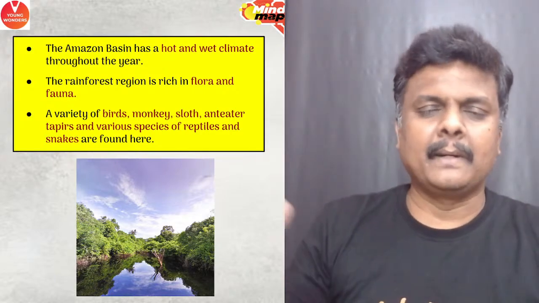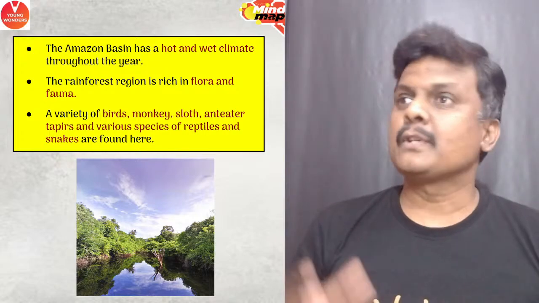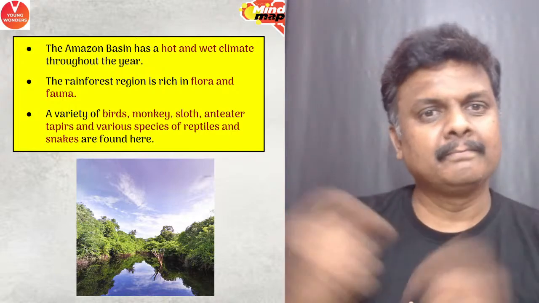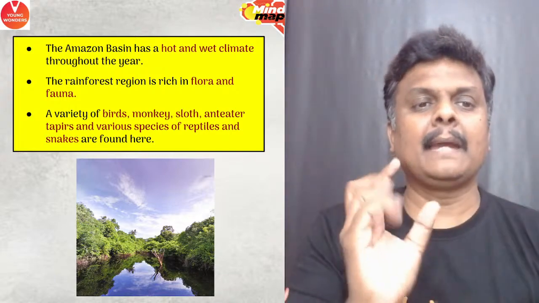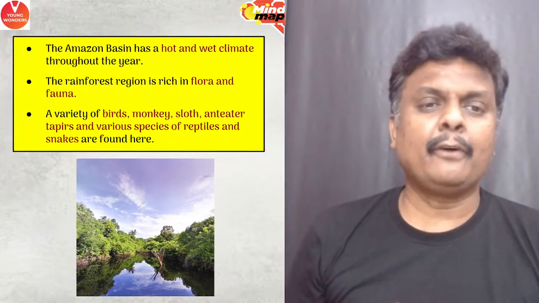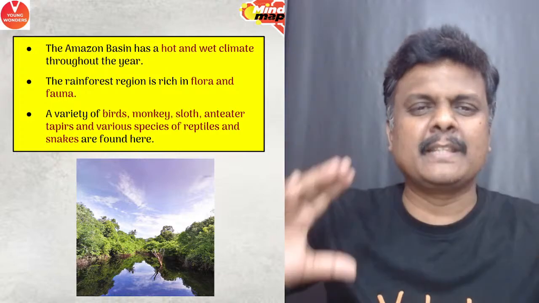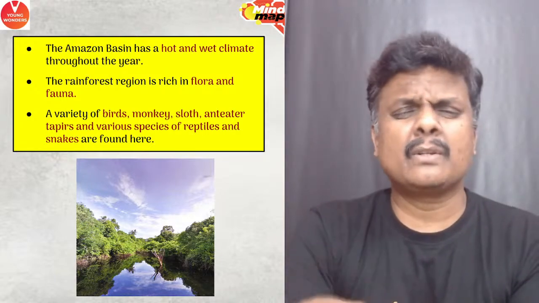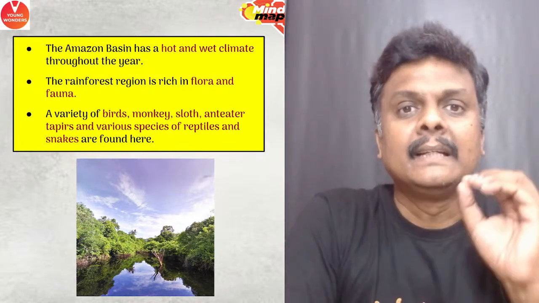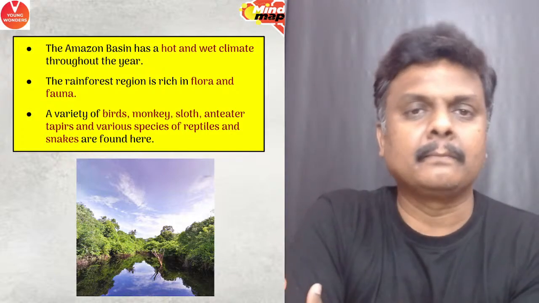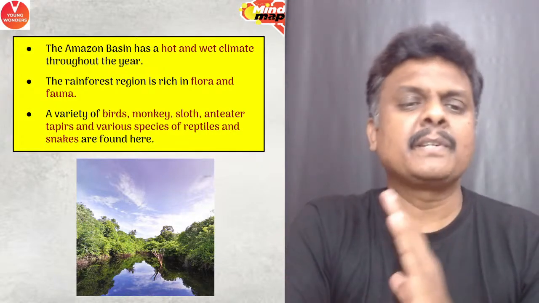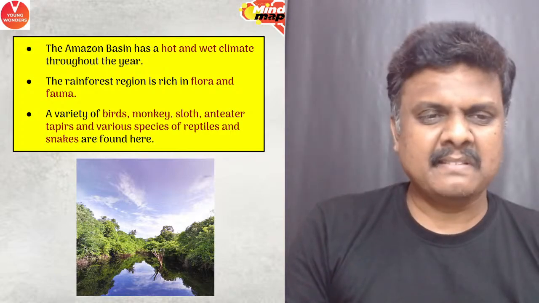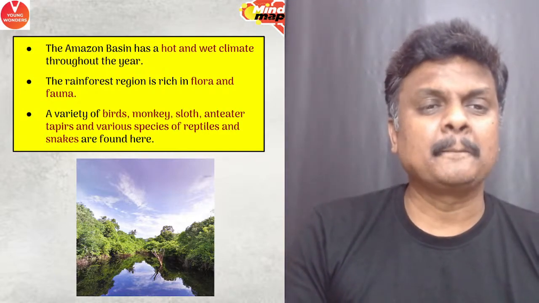Amazon has a hot and a wet climate. All of us know forest needs a lot of rain, and of course, a lot of sunlight as well. Both. So Amazon has a hot and wet climate. This Amazon rainforest is one of the richest with respect to plants and animals, flora and fauna. A variety of birds, monkeys, sloths. People frankly do not accurately know how many species are there. So many millions of species are there in the Amazon River Basin. Reptiles, snakes, anteaters, tapirs, so many.